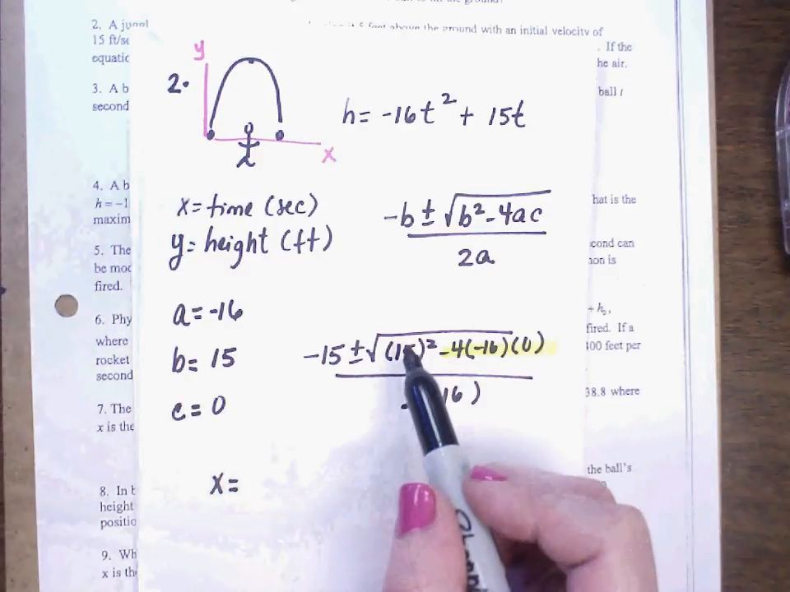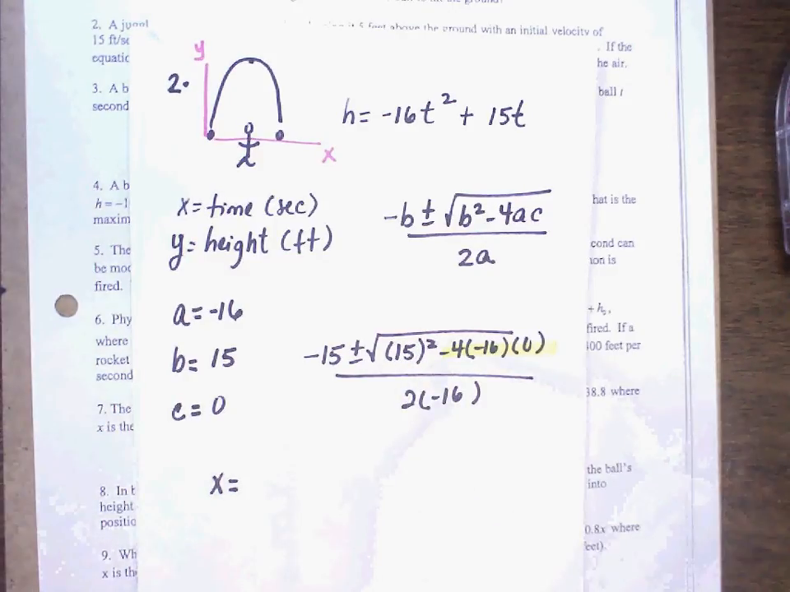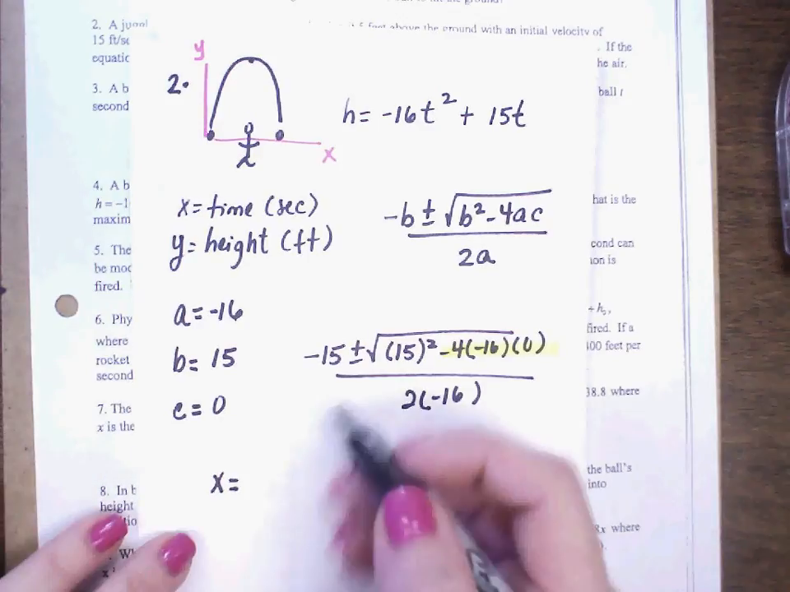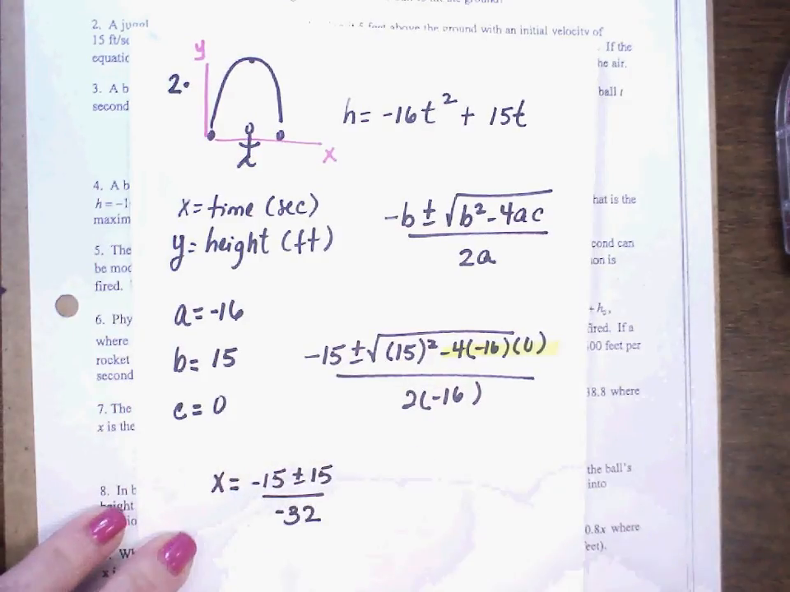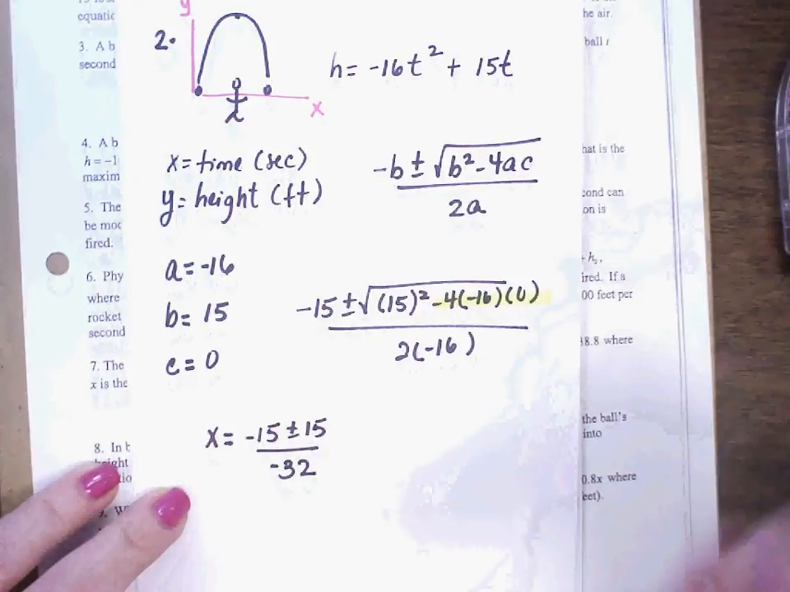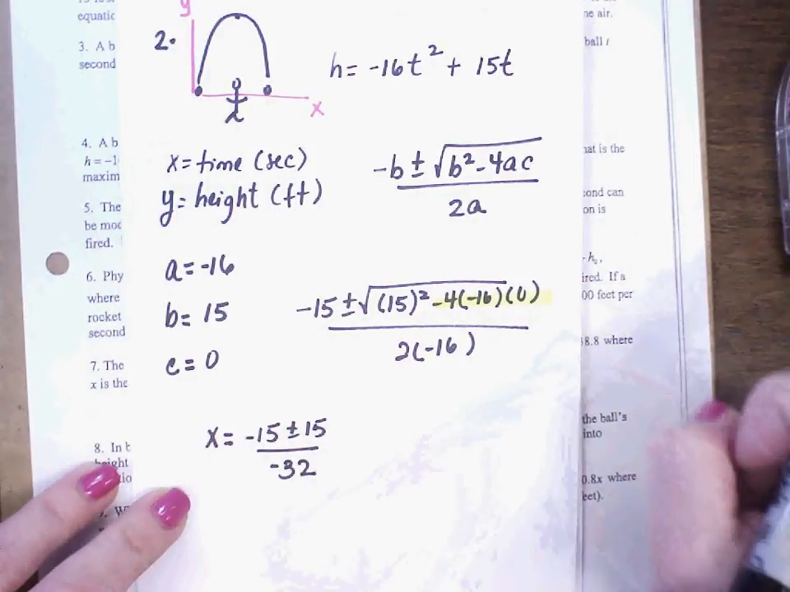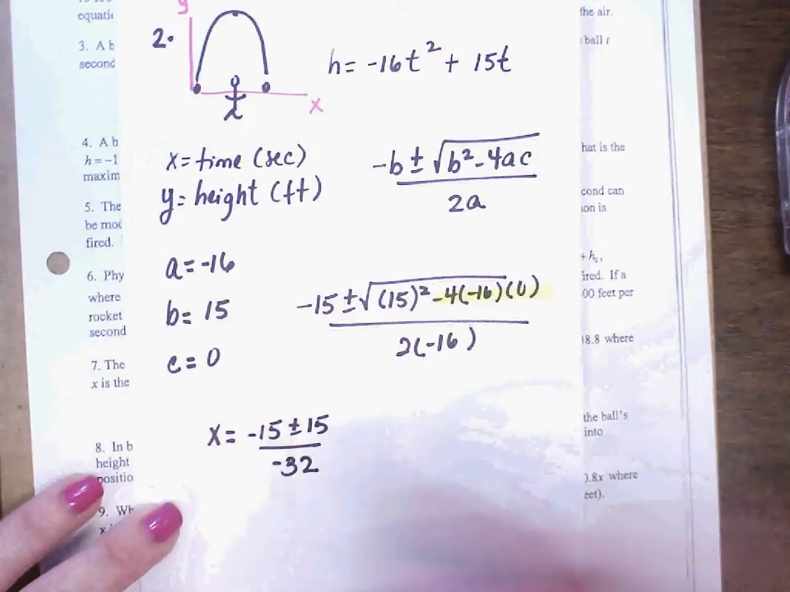Or if you want to say 15 squared and then do the square root, you're doing the same thing twice. You're doing opposite inverse operations, so you're going to end up with what you started out with, which was 15. So this is negative 15 plus minus 15 divided by negative 32. Sometimes it's a lot easier to not use the calculator. I'm going to tell you that right now. So there's two of them.